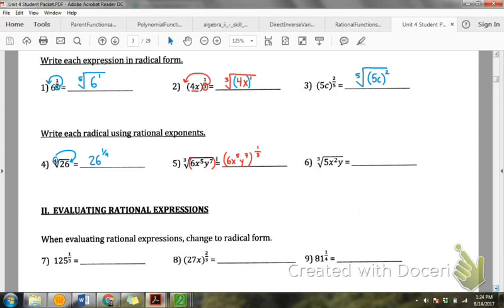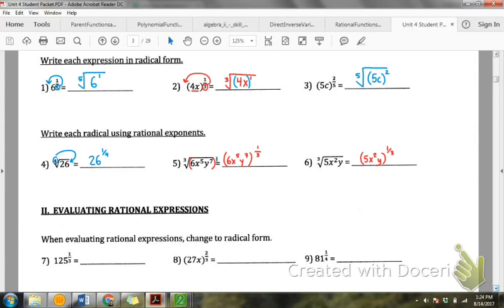Okay, who wants to offer their answer? Ashley? X squared, y, raised to the 1/3. Is that what you said? Yeah. Anybody else agree with that? Raised to the 1/3. Okay, any questions about this part so far?